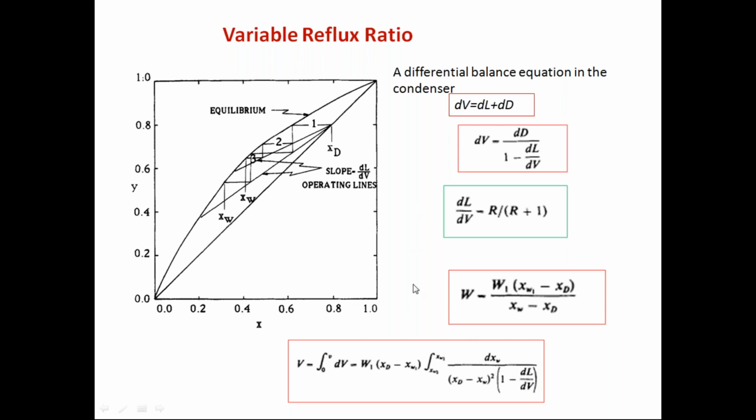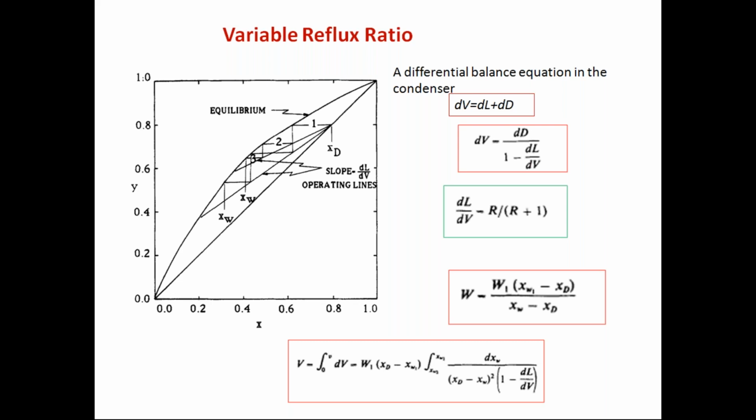Then again you make a plot and find out the graphical integration, and that graphical integration will give this quantity as the area under the curve between xw1 and xw2. If you multiply that with this one, you'll get the vapor which is being generated in the entire operation. This is the vapor which has been condensed by the condenser during the operation. So in both variable reflux ratio and constant reflux ratio, this problem can be dealt with.